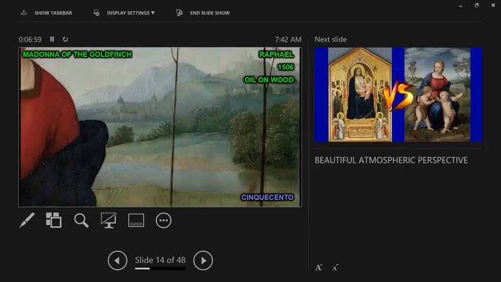And then in the background, we have these beautiful landscape, a lot of details of, looks like a couple of cities back there, and a beautiful example of atmospheric perspective.